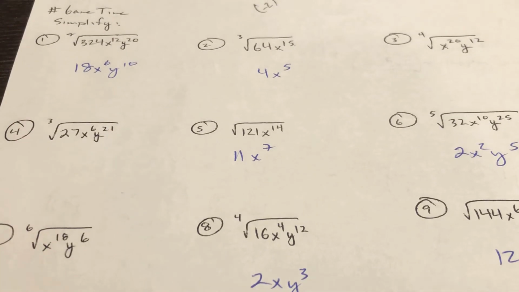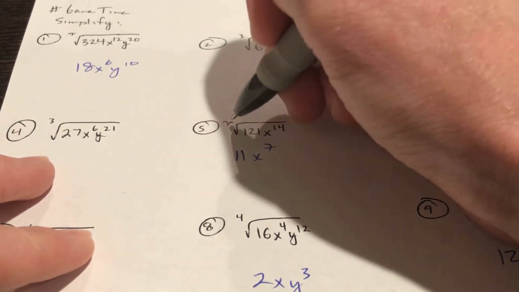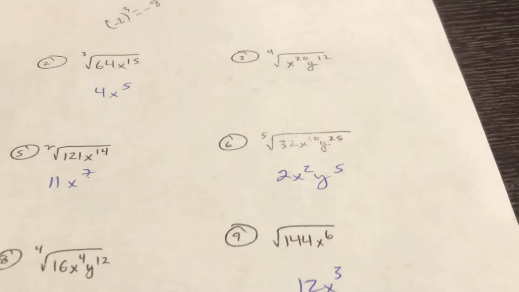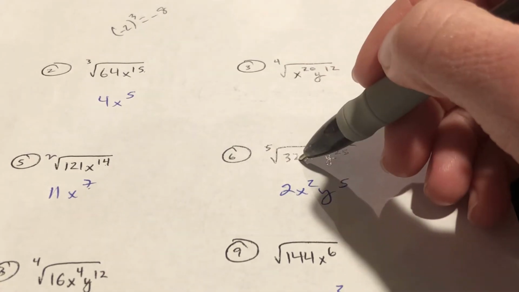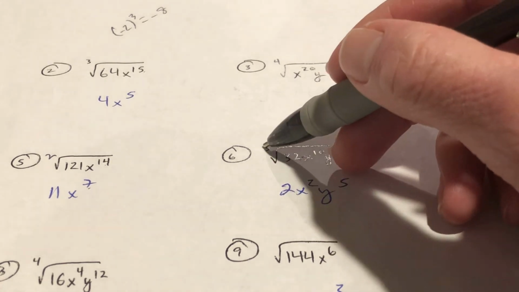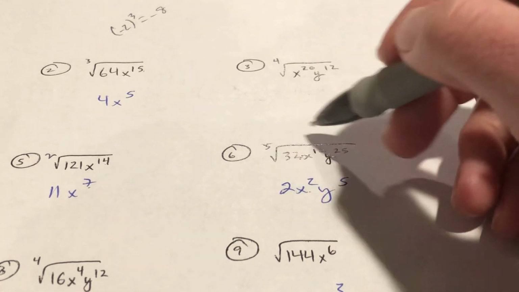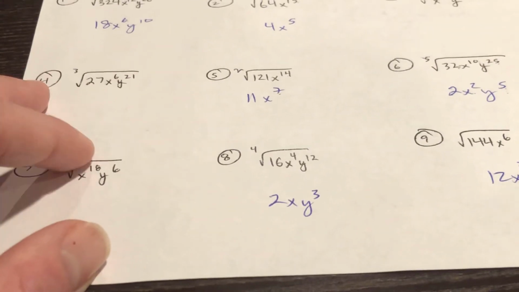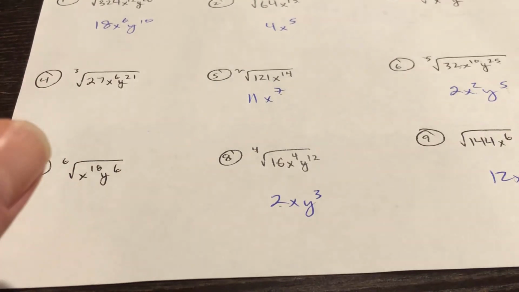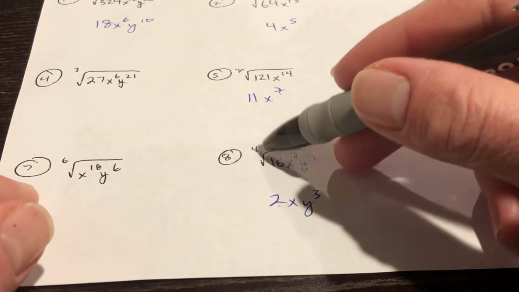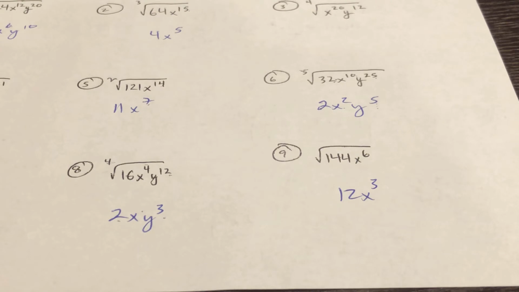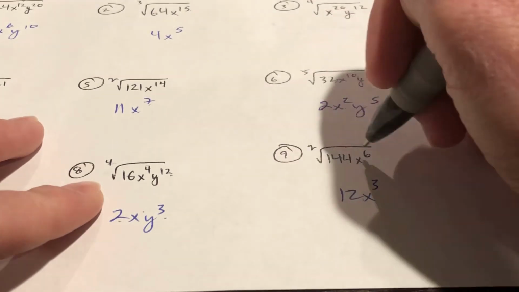Number 5, the square root of 121 is 11. 2 goes into 14 7 times. The fifth root of 32: 2 to the fifth is 32. 5 goes into 10 twice. 5 goes into 25 5 times. The fourth root of 16 is 2. 2 to the fourth is 16. 4 goes into 4 once. 4 goes into 12 3 times. Second root of 144 is 12. 2 goes into 6 3 times.